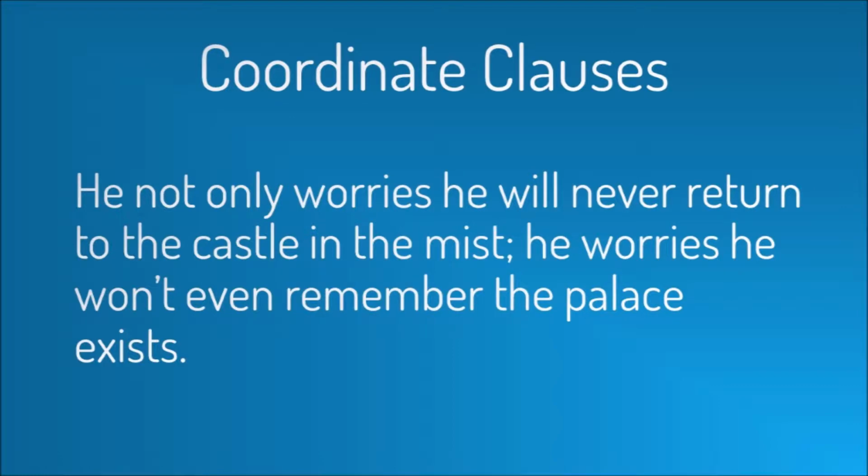He not only worries he will never return to the castle in the mist; he worries he won't even remember the palace exists. So first note, there's no capital after the semicolon, even though both of those phrases could be their own separate sentences. So in this sentence, it looks like we're just listing his two different worries and comparing them. But really, these worries are very closely connected. You could almost think of forgetting a place as the extreme version of never returning there again. So in a way, even though these are two different fears, they're kind of at the same time the same fear. And this is an instance when a semicolon is a better choice than a period.